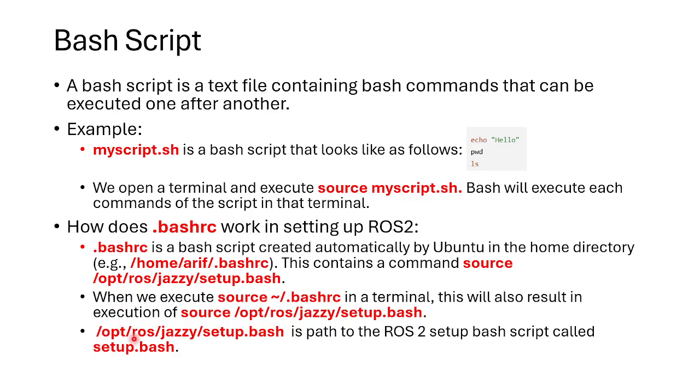And here, /opt/ros/jazzy/setup.bash, this whole thing is the path to the ROS2 setup bash script, which we call setup.bash. Since this is executed as we execute .bashrc, ROS2 is installed. So every time we open a new Ubuntu terminal, all we have to do is write this particular thing, source ~/.bashrc, and this is going to set up the ROS2 environment for our user.